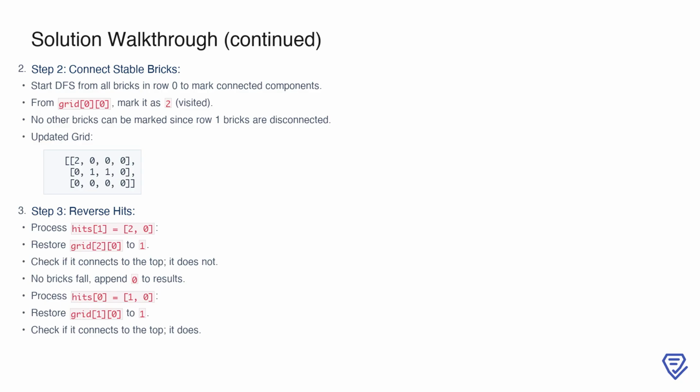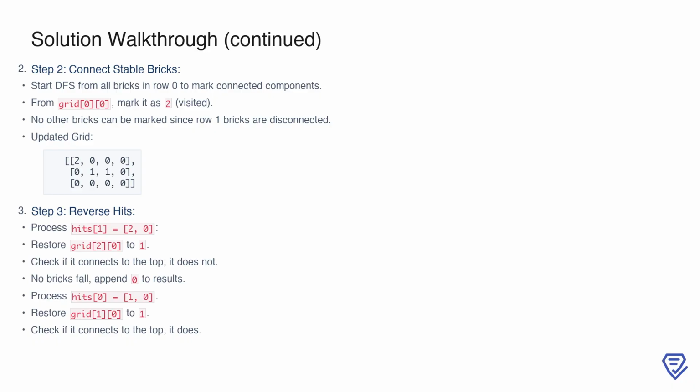Next, we identify the stable bricks after the hits. Stability is determined by bricks connected directly or indirectly to the top row. By performing a depth-first search starting from row 0, we mark all connected bricks as visited. Here, the brick at grid 0, 0 is marked as stable by updating its value to 2. However, no other bricks in the grid are connected to this stable structure, so they remain unchanged.